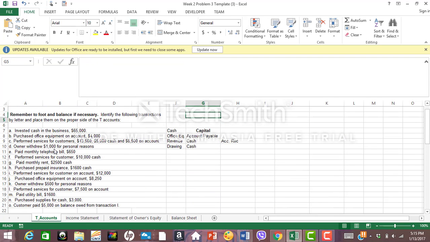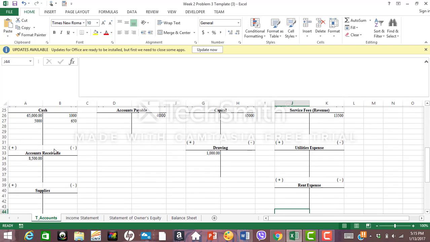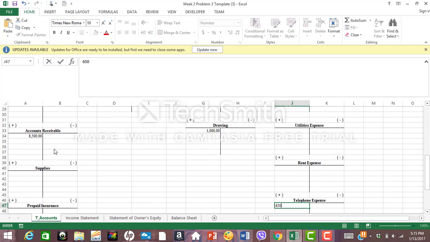that transaction. The next transaction is paid monthly telephone bill for $650. So we know cash is getting affected, and we know that phone expense is getting affected, or telephone expense, and it is for $650. So we credit cash for $650, and then we debit telephone expense for $650.